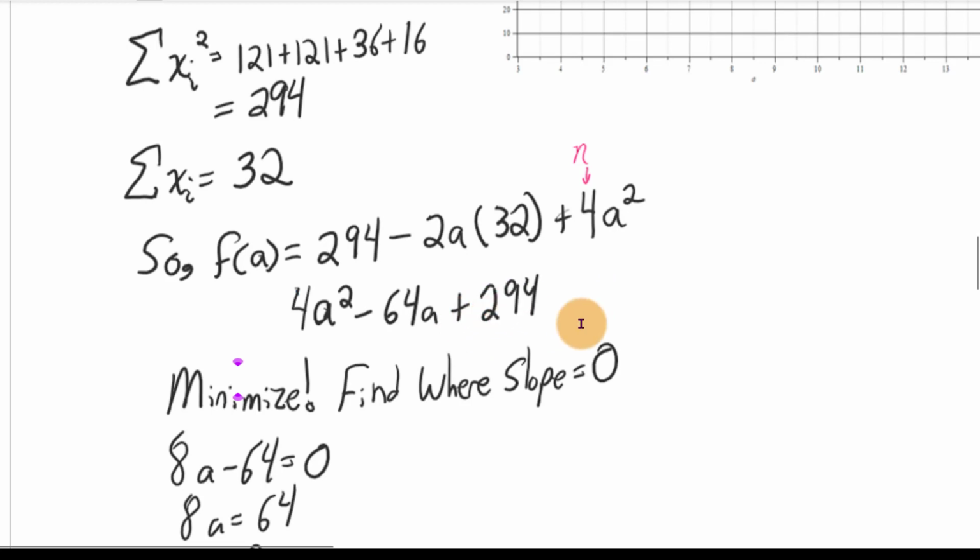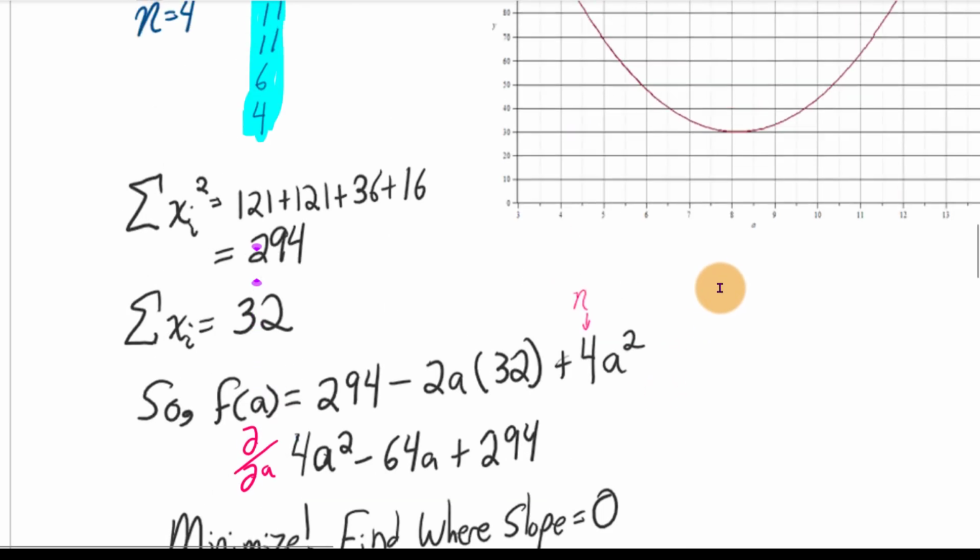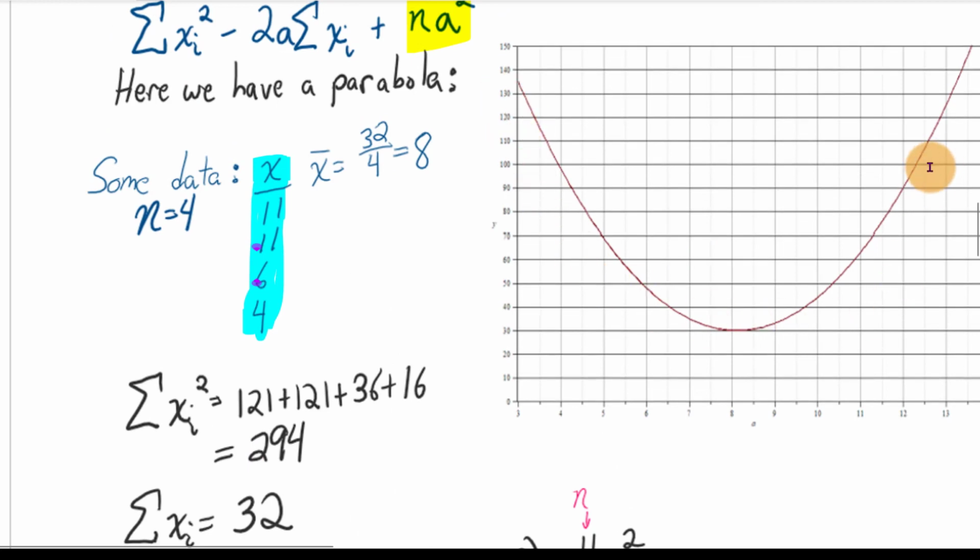Now, if we minimize, there are 2 ways to think about minimizing an equation like this. I like calculus, so what I would do is take the derivative of this function with respect to a. A derivative tells you the slope, and we're looking for the place on this parabola where the slope is equal to 0. And the slope is equal to 0 down there on the bottom.